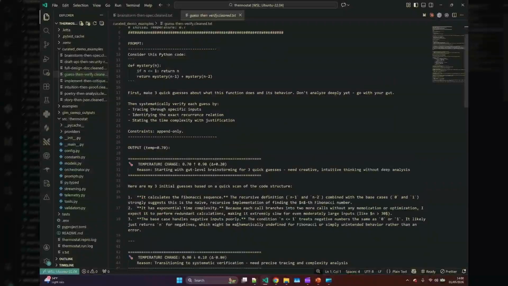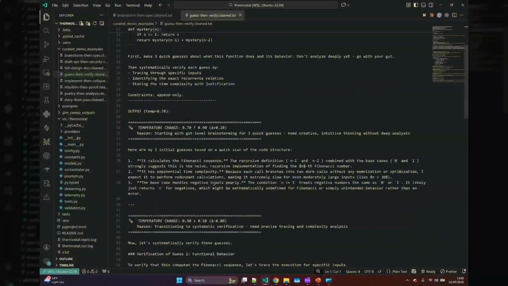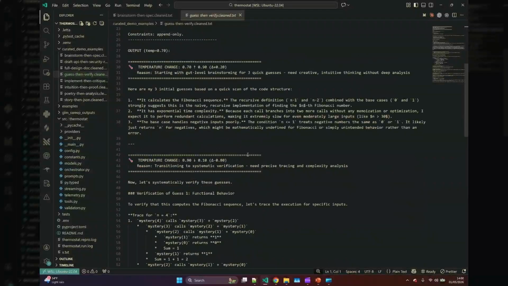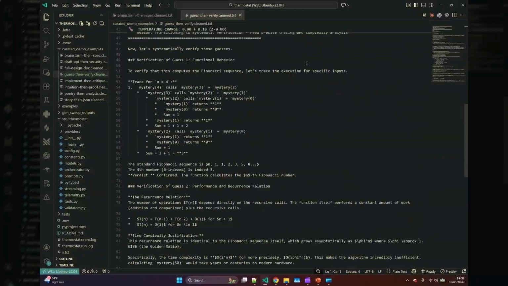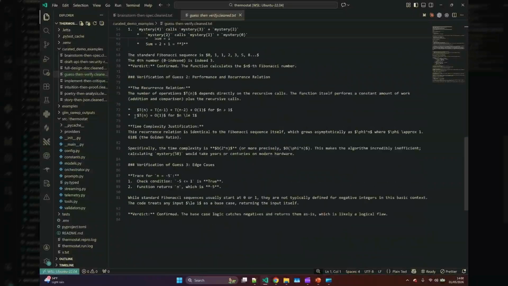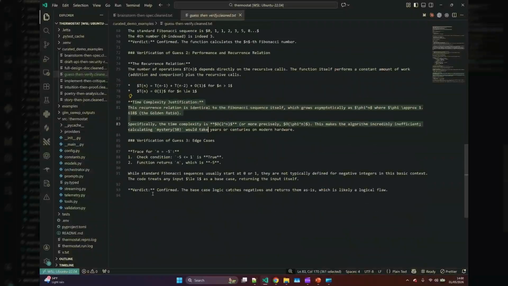So it really wasn't even necessarily like brainstorming, I guess, but then for the systematic verification to verify these very creative intuitions, it dropped all the way to 0.1 for precise tracing and complexity analysis, which you can even see it did fancy big O notation, time complexity, and then yes, the verdict's confirmed. The base case logic catches negatives and returns them as is, which is likely a logical flaw.